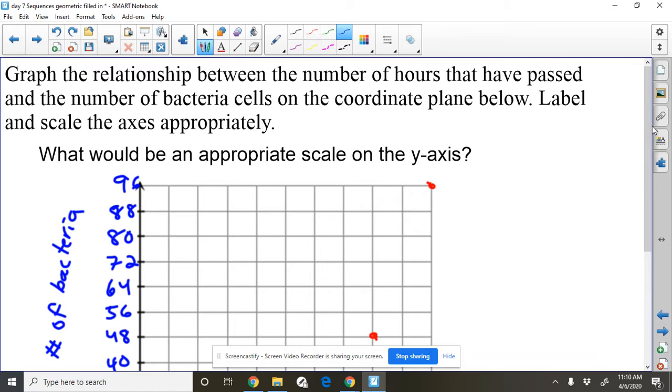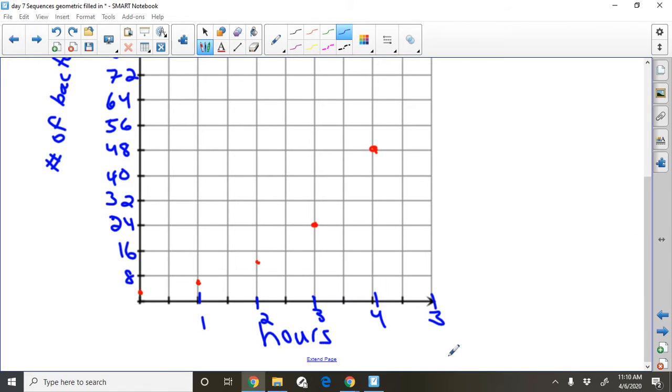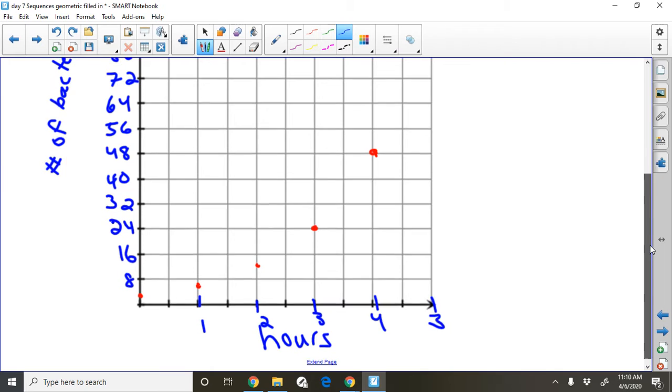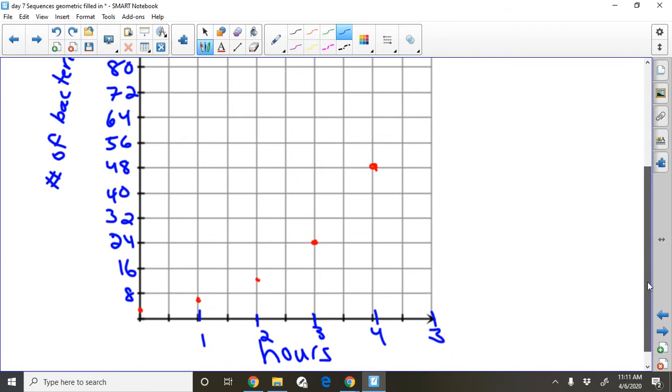If we were to draw a graph of this relationship, we would have the number of hours on the x-axis and the number of bacteria on the y-axis. My graph is a little large, but what you can see is that as the number of hours go on, the graph gets steeper and steeper till we get to those 96 bacteria in hour 5.